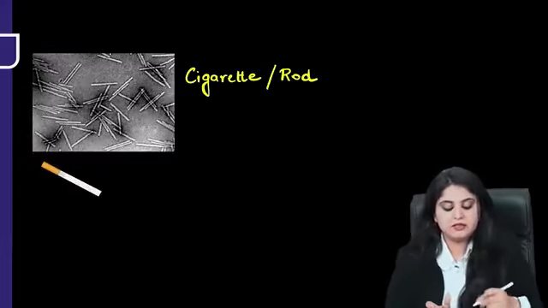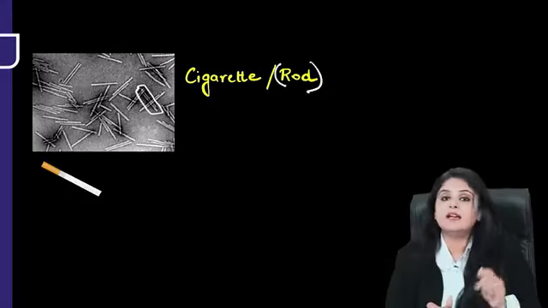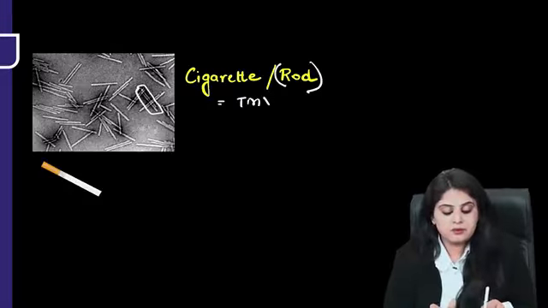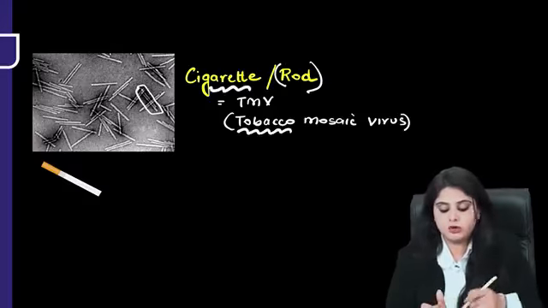Finally, the last one. Again, books mention it as rod, that okay, it looks like a rod. I have learnt it as cigarette. Why have I learnt it as cigarette? Because that helps me learn the name of the organism. It is a tobacco mosaic virus. So tobacco will obviously remind me of cigarette, right? So tobacco mosaic virus is going to look like a rod or cigarette.